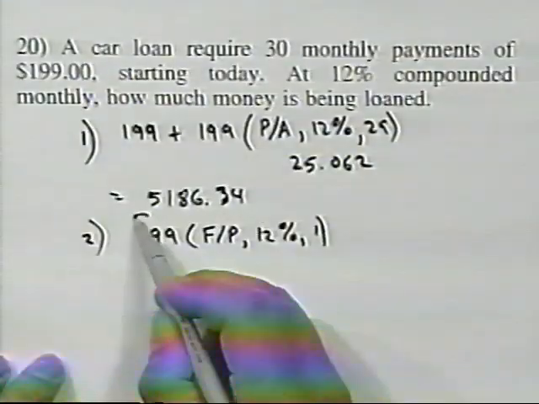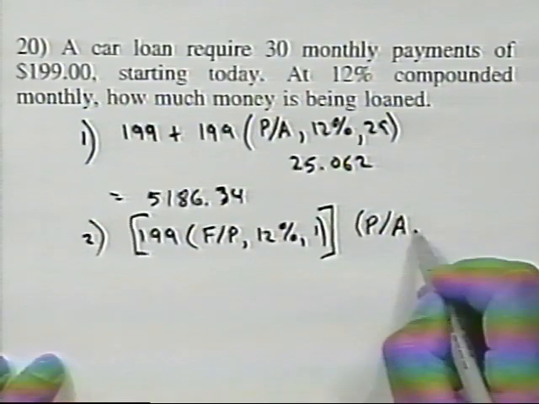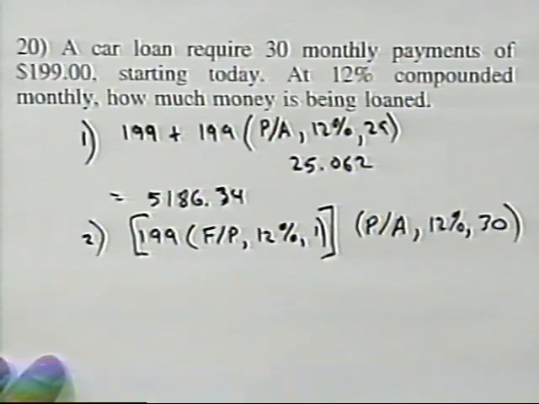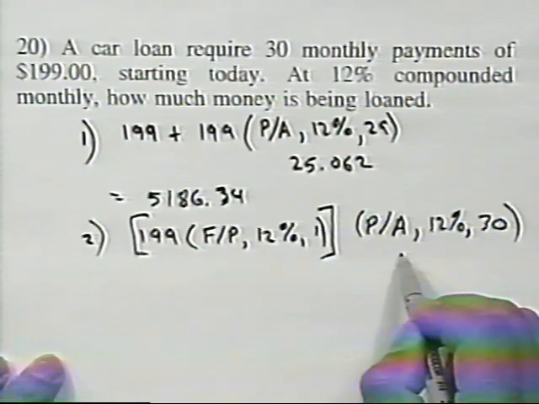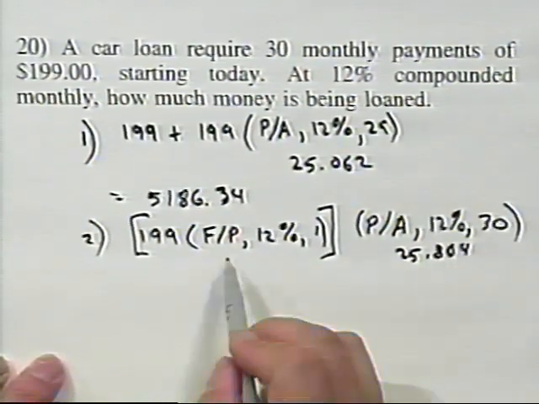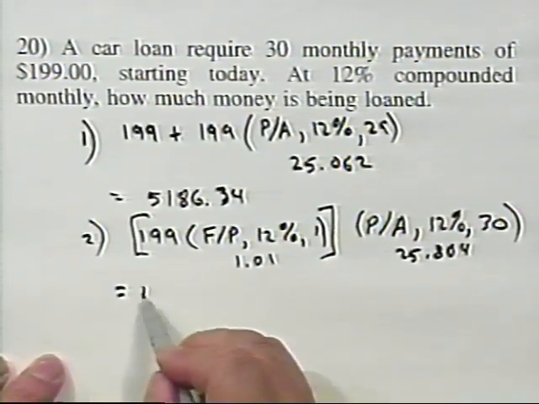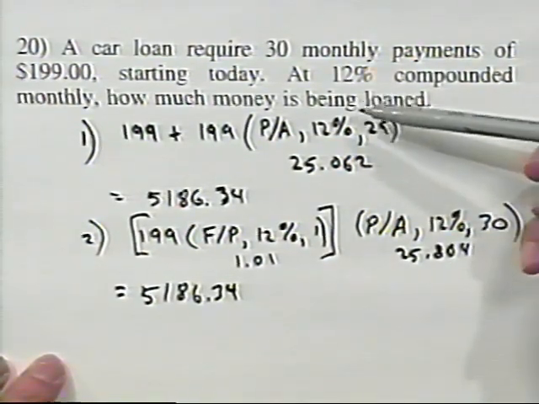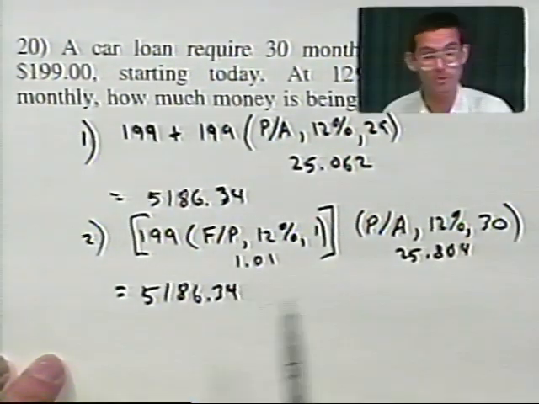And then we take the result and find the present worth of that now standard annuity at 12% over the 30 periods. This series present worth factor is 25.804. This compound amount factor is 1.01. If we multiply that out, that equals $5,186.34. The method of determining that value is different, taking a different point of view on the problem. But the numbers work out to be exactly the same.